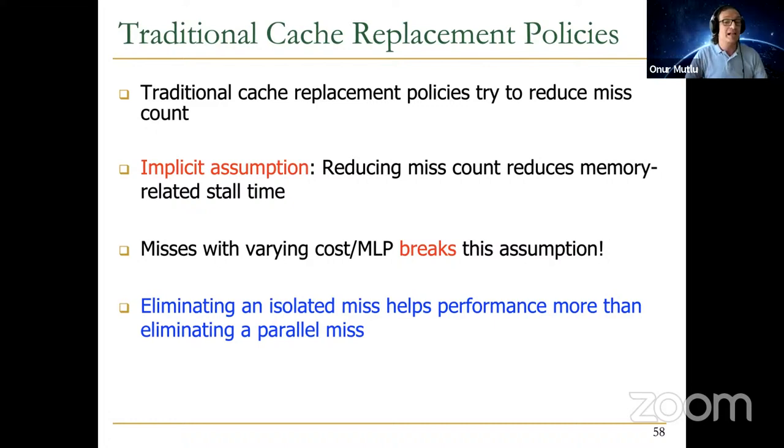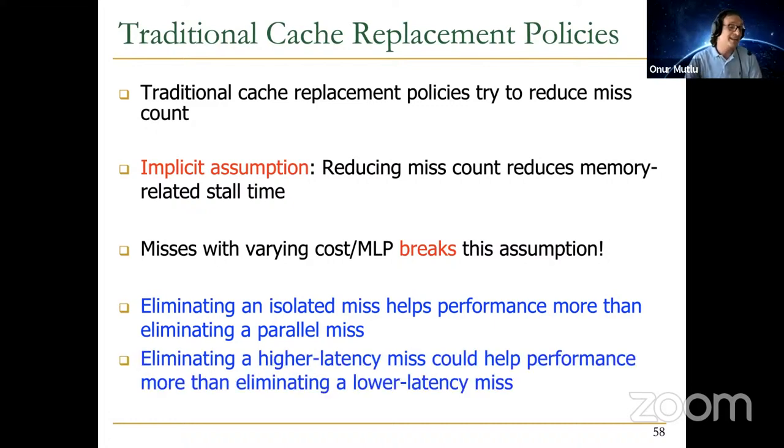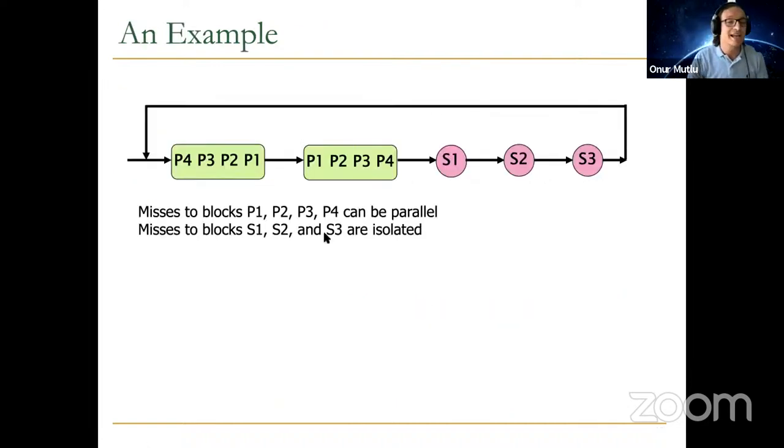Eliminating an isolated miss helps performance more than eliminating a parallel miss that I showed you earlier. And eliminating a higher latency miss could help performance more than eliminating a lower latency miss, given that both of them are equal, both of them are isolated, for example. Okay, let me give you a very quick example.